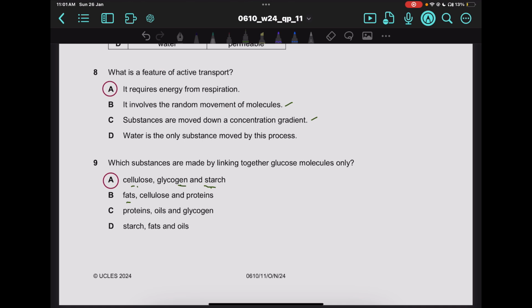Fats are not made from glucose only. They are made from lipids. And proteins, of course, are not glucose-only structures. So the answer is A.